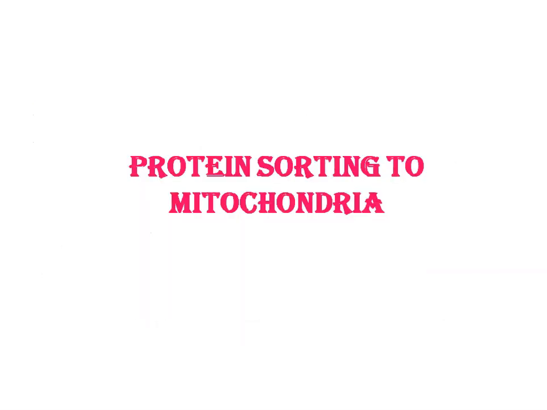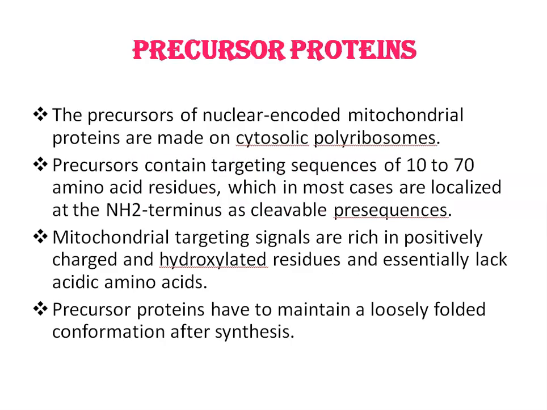Now we'll start with the protein sorting to mitochondria. First is precursor proteins. The precursors of nuclear encoded mitochondrial proteins are made on cytosolic polyribosomes. Precursors contain targeting sequences of 10 to 70 amino acid residues, which in most cases are localized at the NH2 terminus as cleavable pre-sequences.